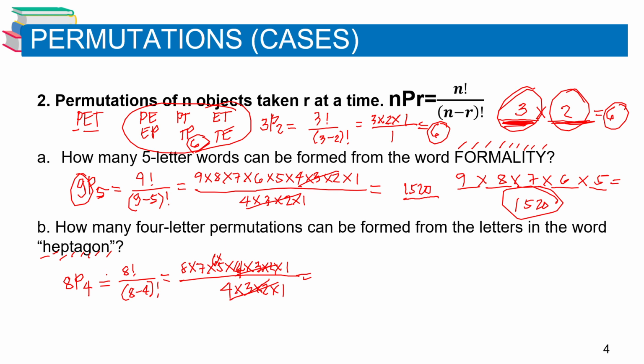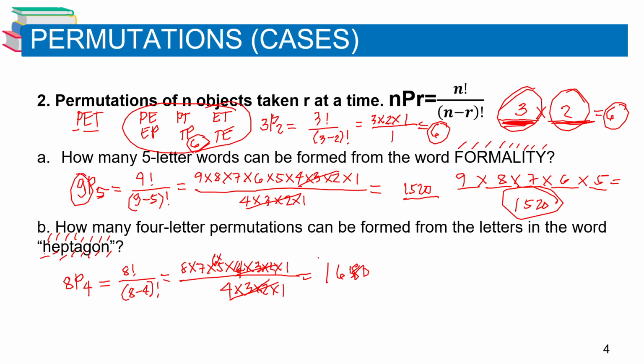By the use of the calculator, 8 shift permutation. The heptagon has 1, 2, 3, 4, 5, 6, 7, 8 letters. So again, there are 8. So 8 permutation 4, we have 1680. So the same concept with this one.